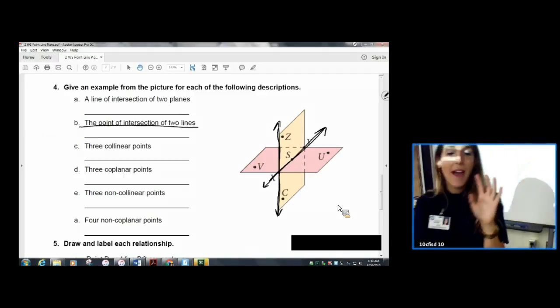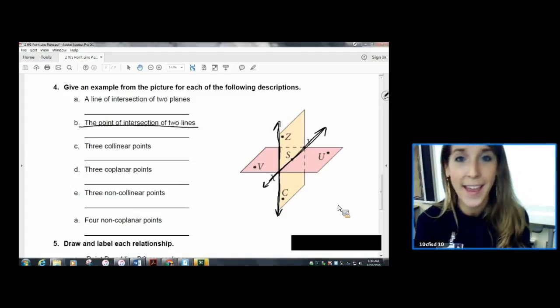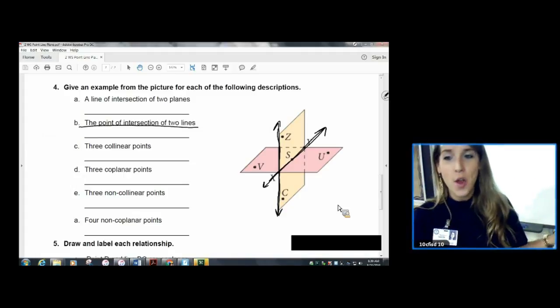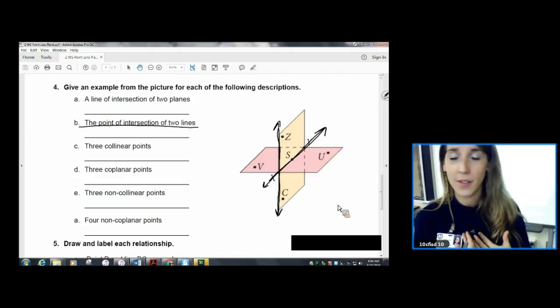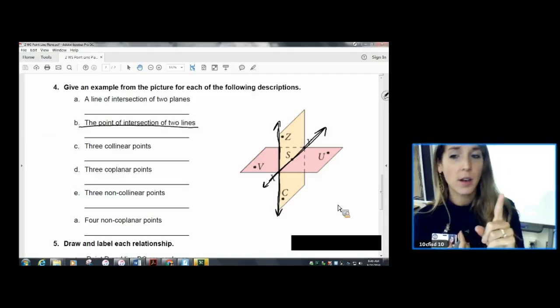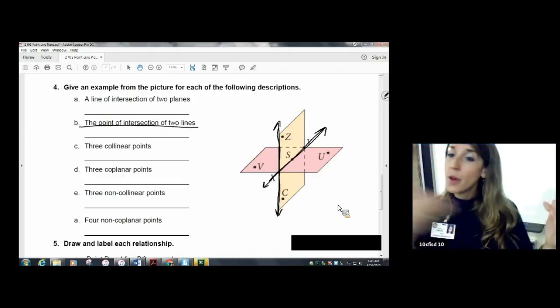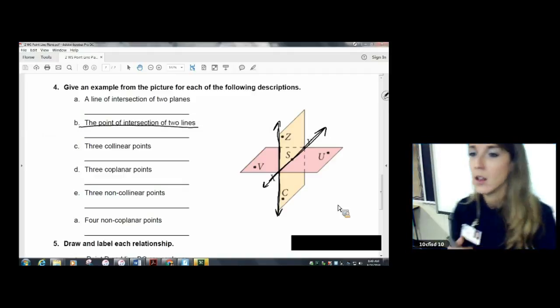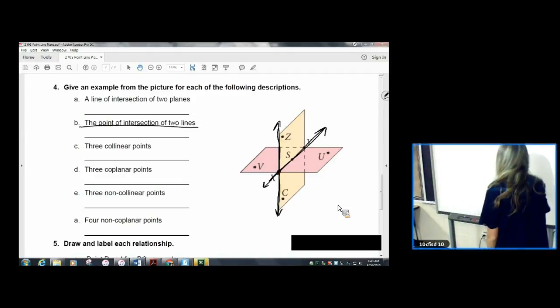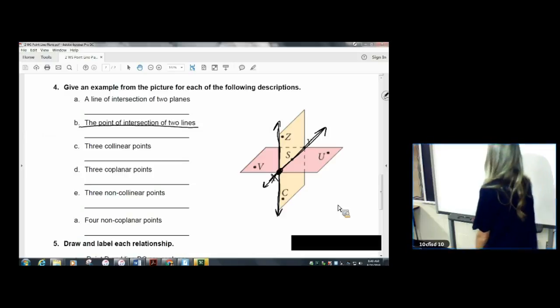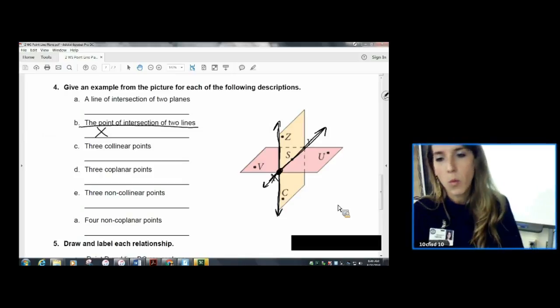Remember, planes don't have edges. That is not the edge of that plane. That plane goes on forever. We just can't draw something that goes on forever on the worksheet. But you have to know it goes on forever. Anyways, those are two lines and they're intersecting. What is the name of their point of intersection? The name is X. You name a point by one capital letter.